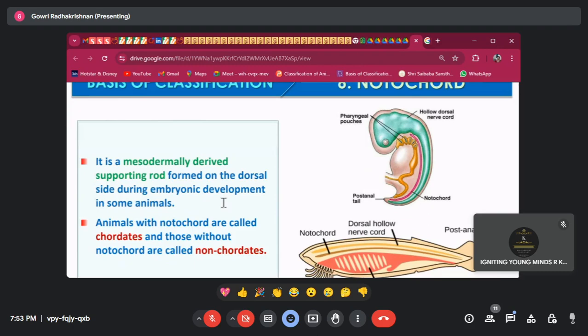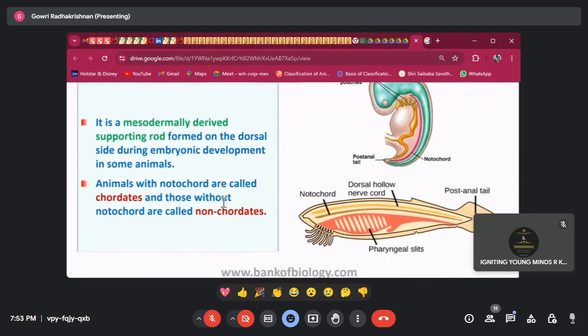And notochord. Notochord is a mesodermally derived supporting rod formed on the dorsal, that is the back side. See, where is the spine bone located for us? It's on the back side. That's why it's on the dorsal side during embryonic development in some animals. Animals with the notochord are called chordates, and those without notochord are called non-chordates.